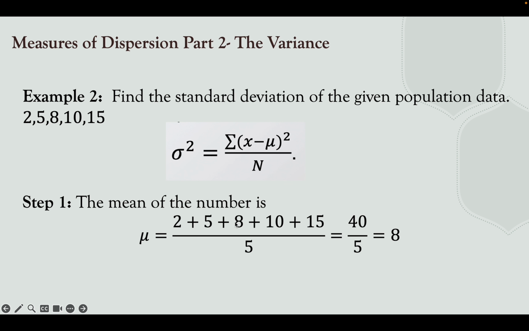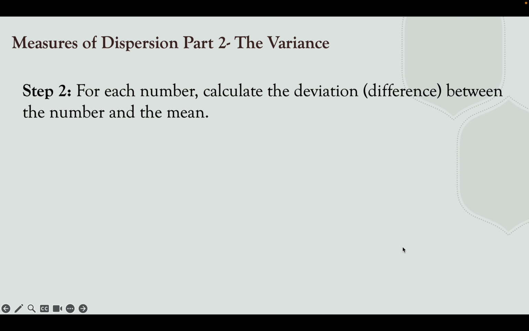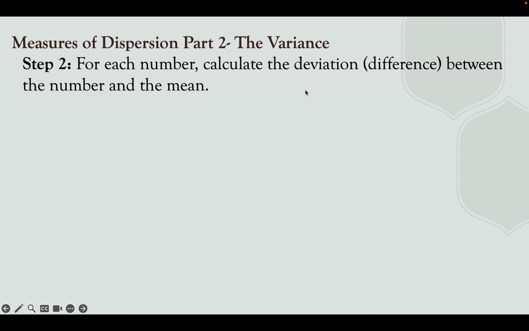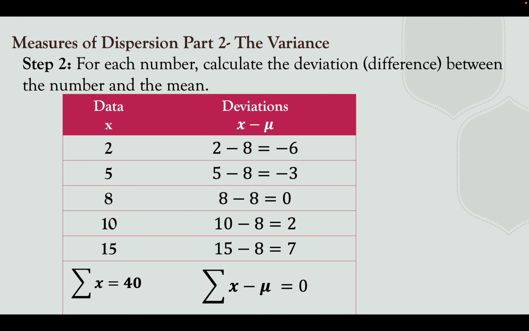So we have 2 plus 5 plus 8 plus 10 plus 15 equals 40. Divide by 5 since we have 5 data. 40 divided by 5, our mean is 8. Next, in step number 2, for each number, we need to calculate a deviation, the difference between the number and the mean. So what we will do here is we need to make a table. First column is the data. So you will write the data 2, 5, 8, 10, 15. And then find the sum of the data. So we have 40.